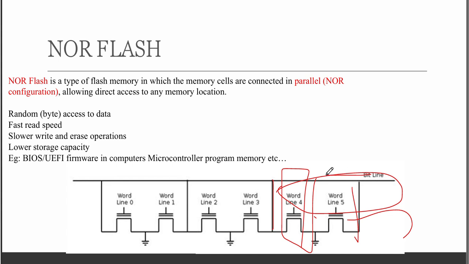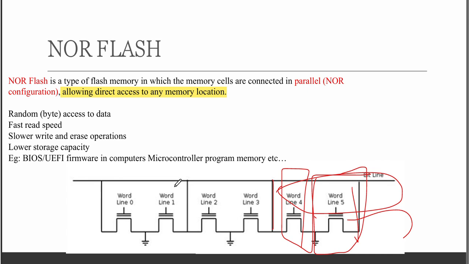So now you can understand. Random read operation is efficiently performed in NOR flash, allowing direct access to any memory location. This is what I said. We can directly access any memory location at any time. This is one of the best advantages of NOR flash. It is better used for read operations.